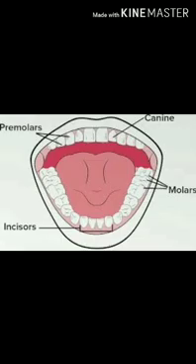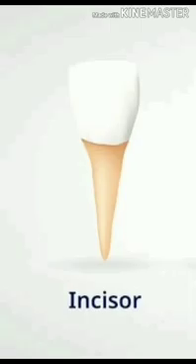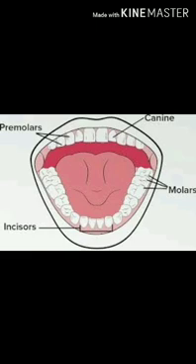The first type of teeth is the incisor. There are a total of 8 incisors present in our mouth, 4 in each jaw, and these are located in the front center of the mouth. This type of teeth helps in biting or cutting the food.